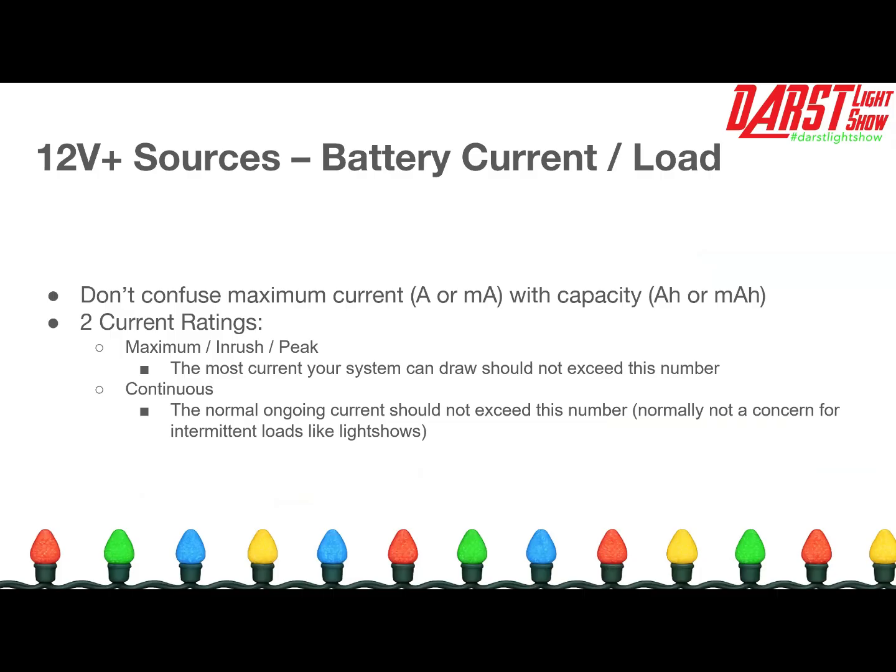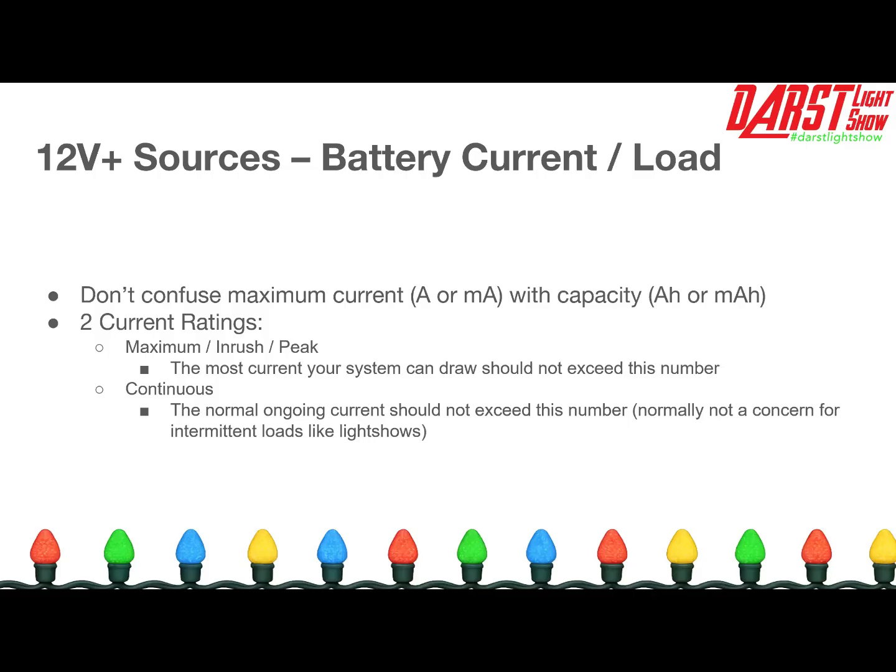Again, don't confuse current and capacity. So we talked about what is capacity. So now let's talk about what is current. Typically, you're going to have two different current ratings for a battery. You're going to have what's called maximum or inrush or peak current. And this is the most that your system can draw, or that your battery's capable of delivering in an instant. So not necessarily for a sustained period, but if you exceed this, then you risk either damaging the battery, starting a fire, something along those lines.